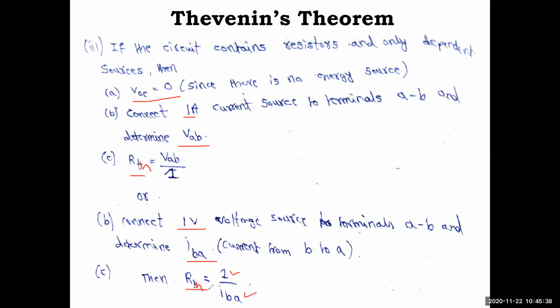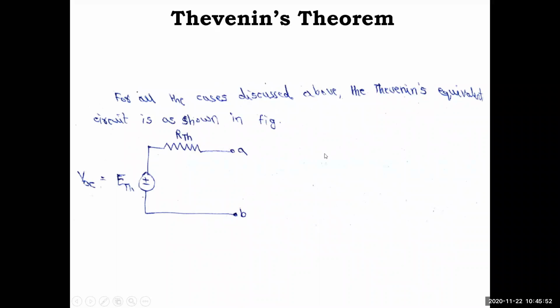So these are the three steps. This is the theory part of the Thevenin's theorem: action plan, statement and proof. And these are the three methods to find out the RTH. In all these cases, your Thevenin's equivalent circuit will not change. For all the cases discussed above, the Thevenin's equivalent circuit is as shown in the figure, which is having ETH in series with RTH. In the third case, there is no voltage source, so this will come as 0. This will be a short circuit and only a resistor will come and fit over there. That is the idea.